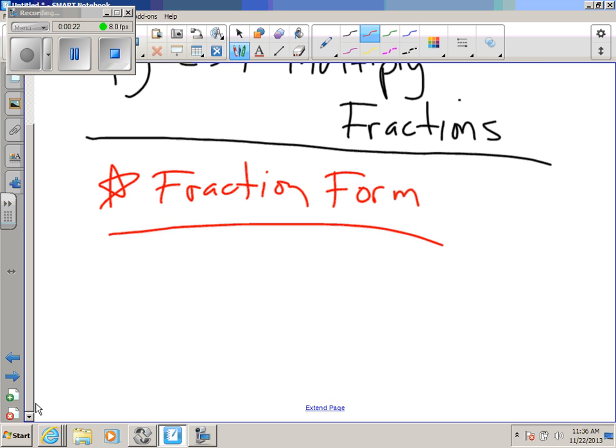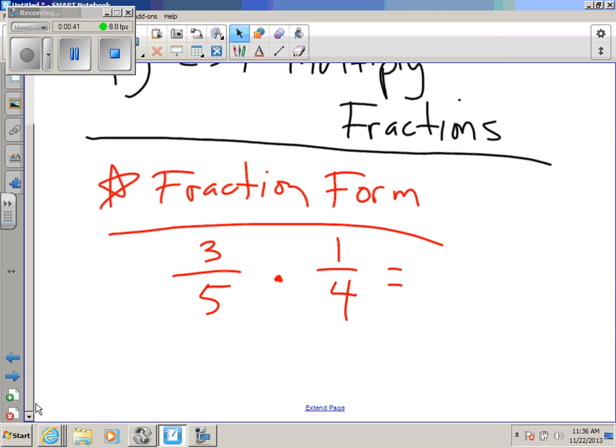So the basics are, we see a fraction like 3/5 times 1/4. When I see a multiplication problem using fractions, I don't have to worry about whether they have common denominators. In fact, I just need to make sure they're in fraction form. And fraction form essentially means A over B form. I have a numerator, I have a denominator. It doesn't necessarily have to be a regular fraction with the numerator smaller. Improper fractions would work just as well.